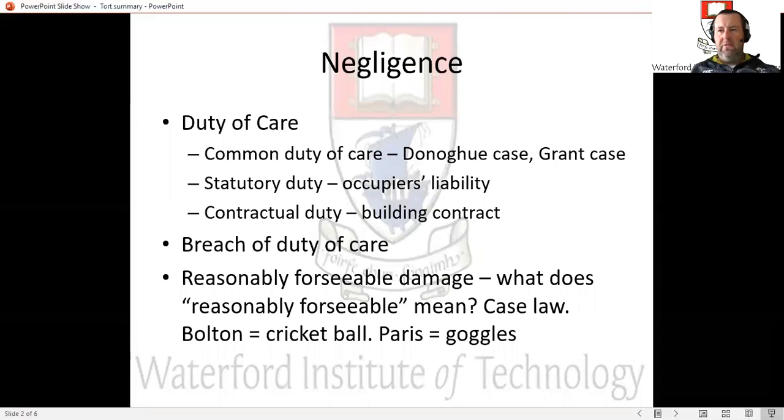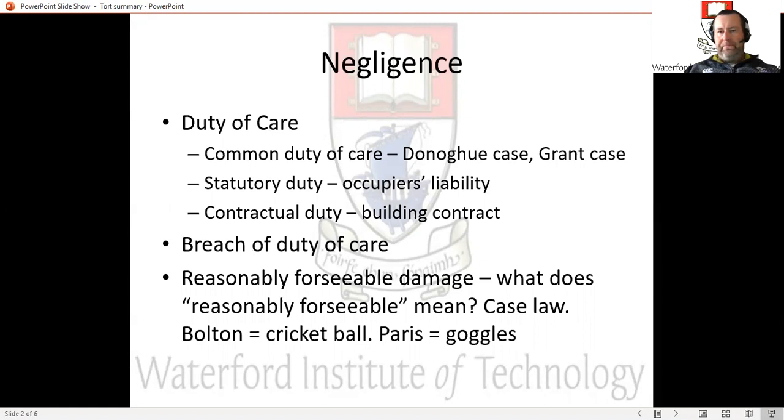The duty of care, there's different ways of looking at it and classifying it, but this is how I'm going to explain it for you. We could have what we call the common duty of care. As I say, that's just basically your neighbour principle. The notion that you have a duty to everyone you come into contact with. It's set out in a really famous case of Donoghue against Stevenson from around 1932.